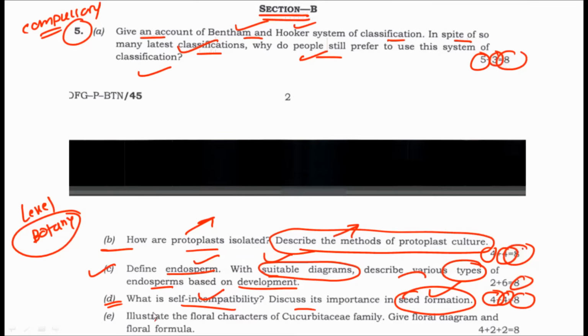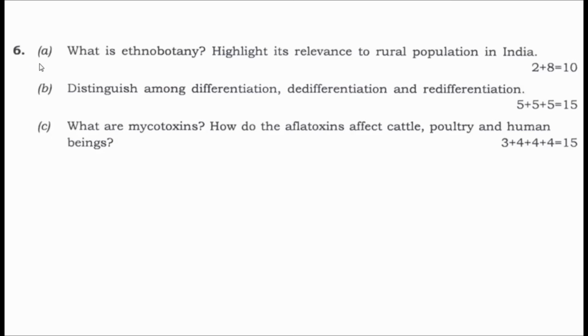In the final sub question, you have to illustrate the floral characters of the Cucurbitaceae family. Then you have to give the floral diagram, and finally the floral formula. So this question is divided into three parts. For the first part, that is, for writing down the floral characters of the Cucurbitaceae family, you will get 4 marks. For drawing the floral diagram, you will get 2 marks. And for writing down the floral formula, you will get the rest of the 2 marks, making it a total of 8 marks.